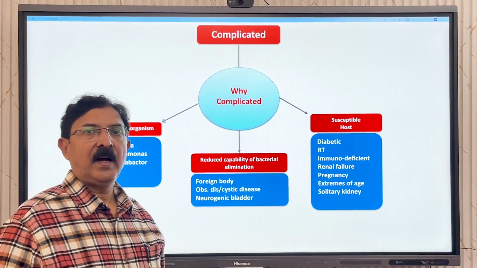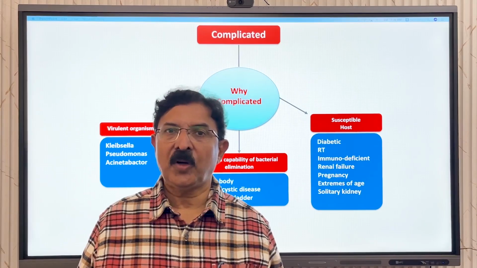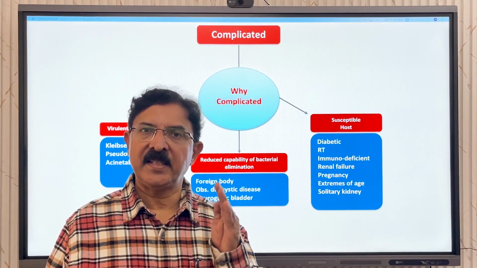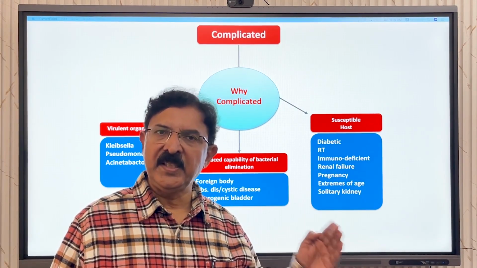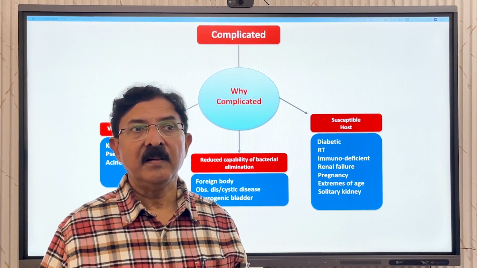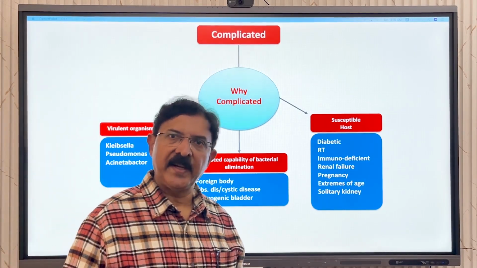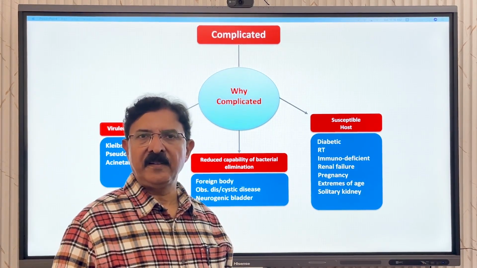So I hope I have made my points clear about what those areas in history taking, in examination, in investigation of urine are, which you must do in each and every case to not overdiagnose or underdiagnose a case of lower urinary tract infection in a lady.